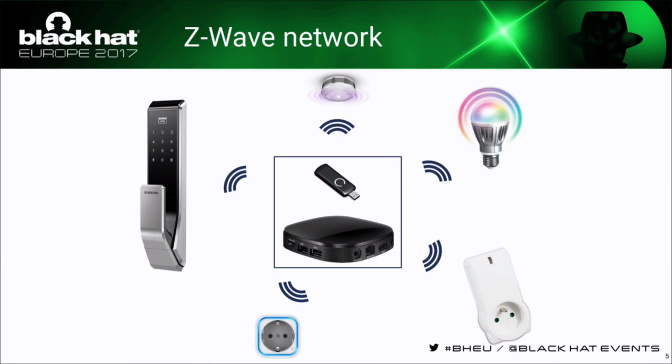A ZWave network has two kinds of devices. You have the controller, which can be a USB controller, or an all-integrated box for your home automation. And you have slave devices. A slave device can be a LED bulb or a wall plug, but you have more advanced devices, like, for example, smoke sensors, door locks, or even alarms. So you can have devices that start to touch the security of people or their homes.